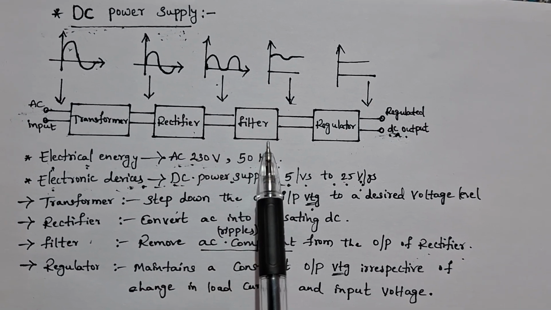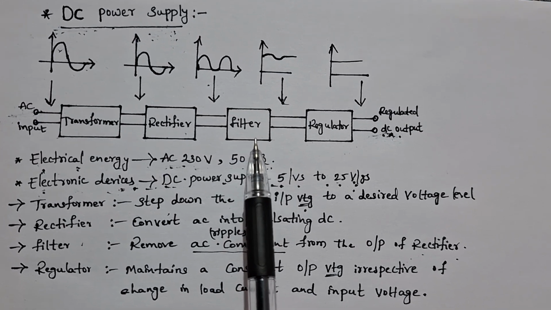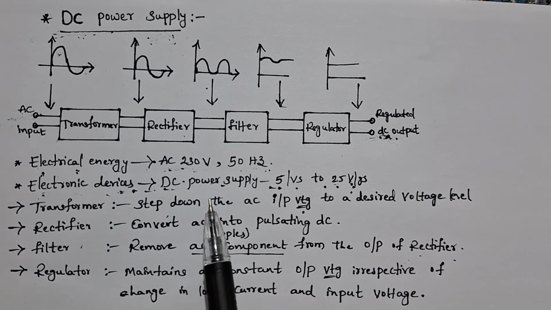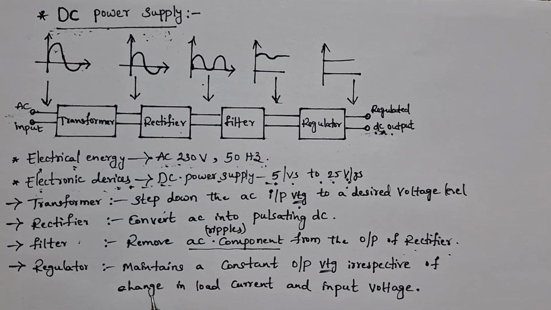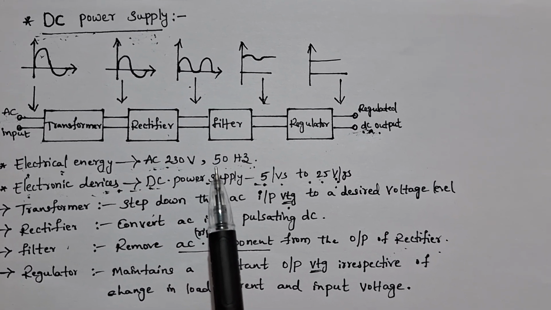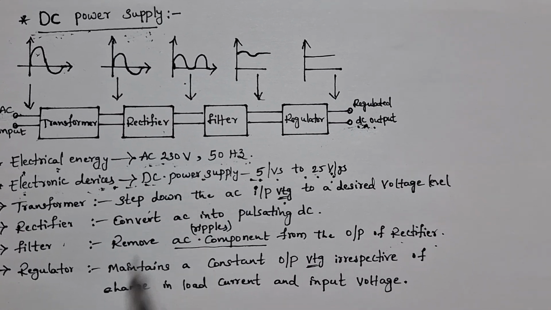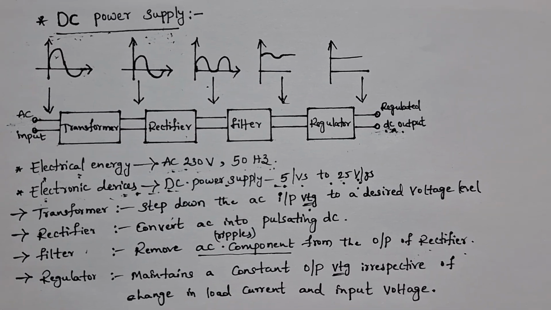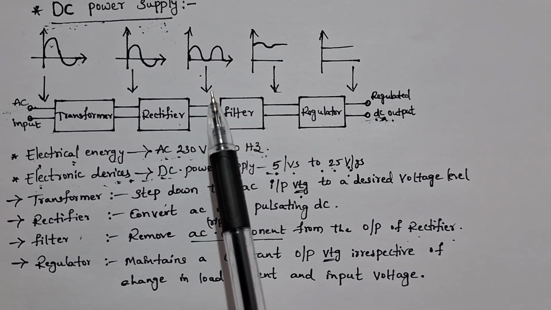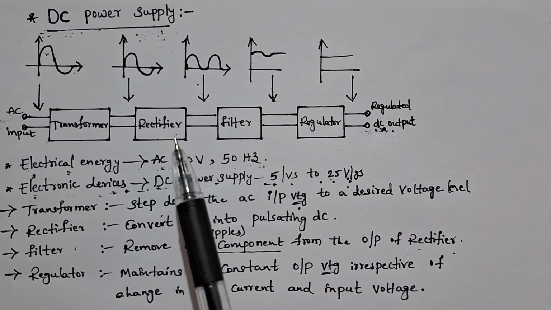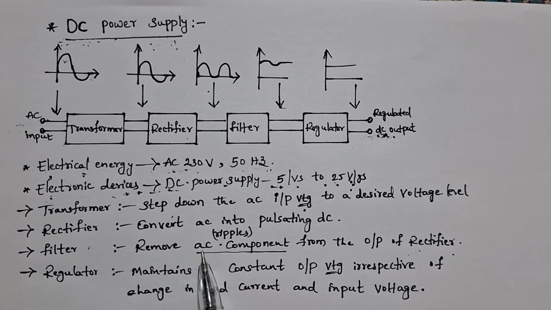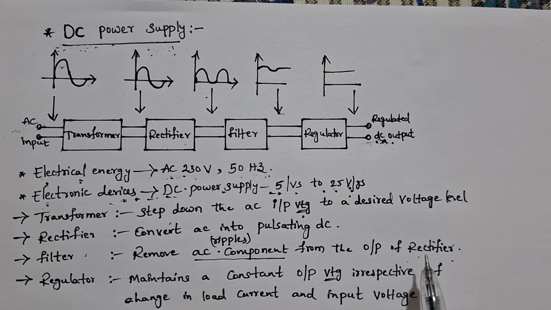The next component is the filter. The function of the filter is to remove the AC component from the output of the rectifier to give the filter output, as you can see in this figure. The AC components that are present in the rectifier output are known as ripples. So this filter can remove the ripples from the output of the rectifier.